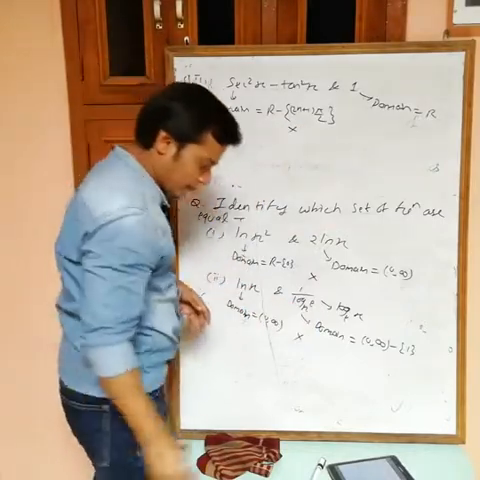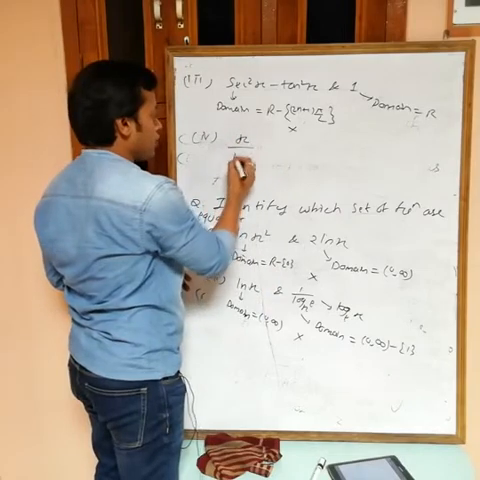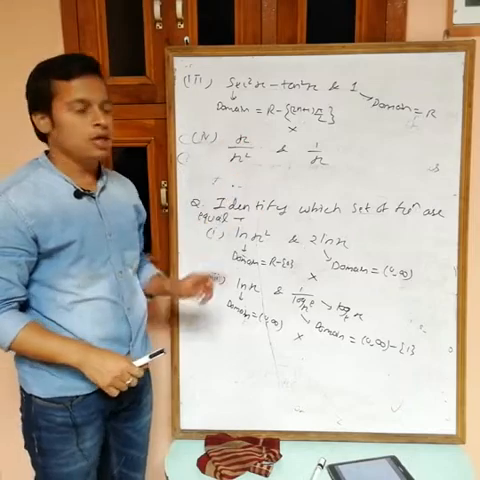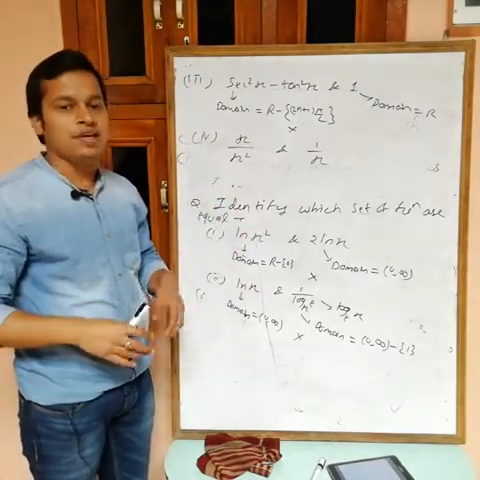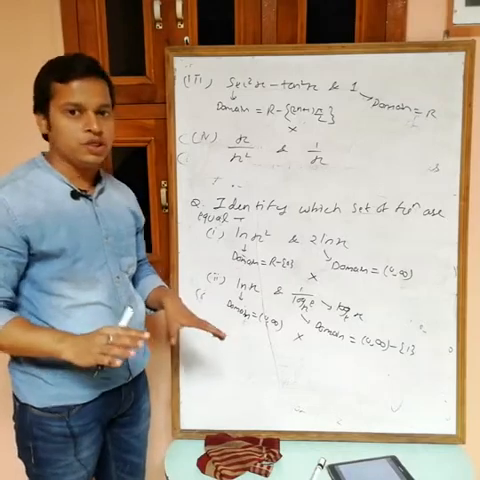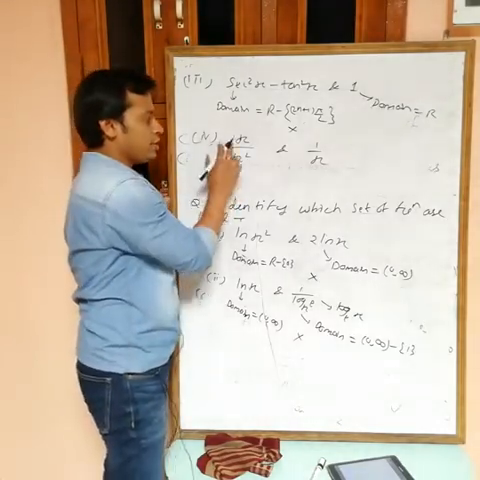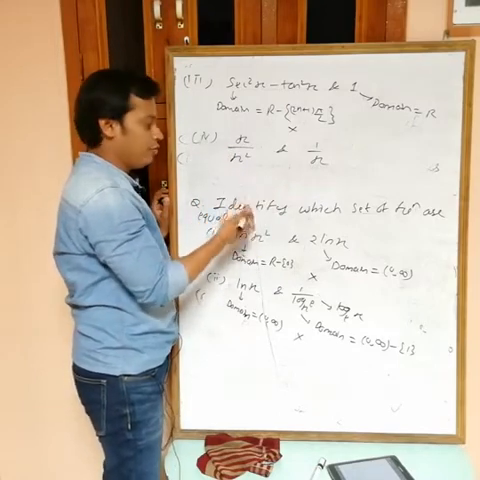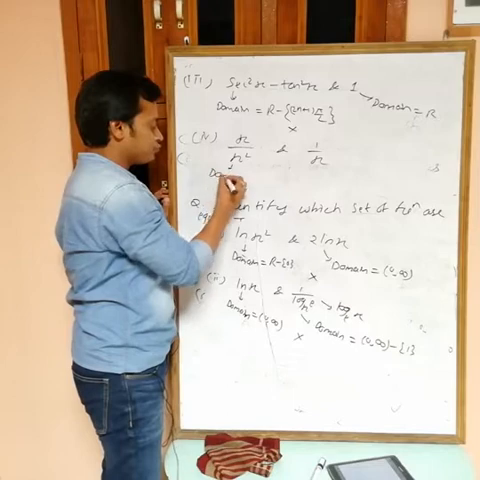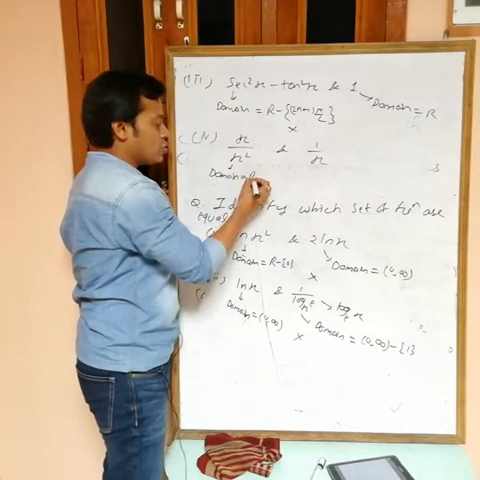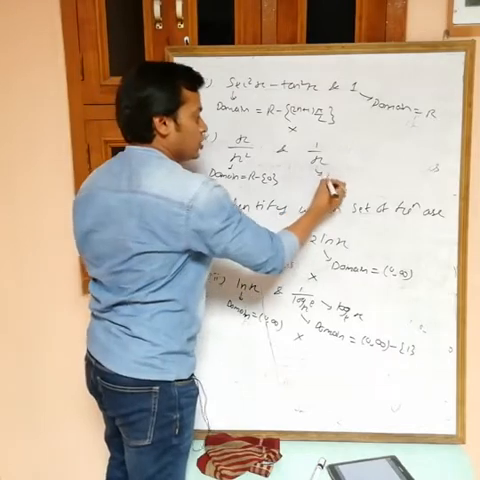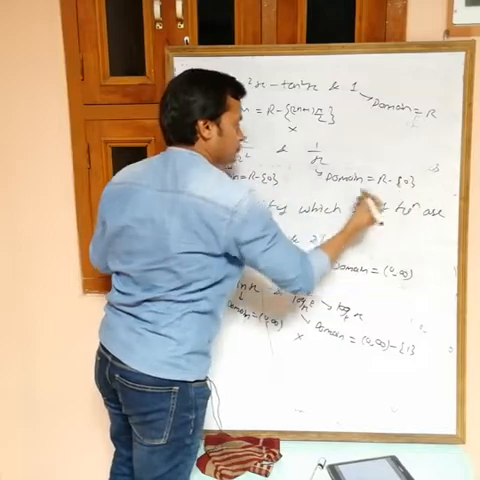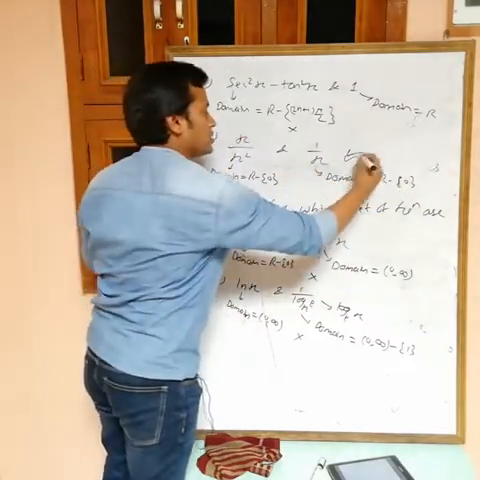Fourth, x by x square and 1 by x. If you simplify, x cancels out, 1 by x. Now both are the same, but at this time they also have the same domain, so this one is identical. See, in this one the domain: in the denominator we can't put 0, so x square can't be equal to 0, x can't be equal to 0. So the domain is R minus 0, and this one's domain is also R minus 0. So these are identical.